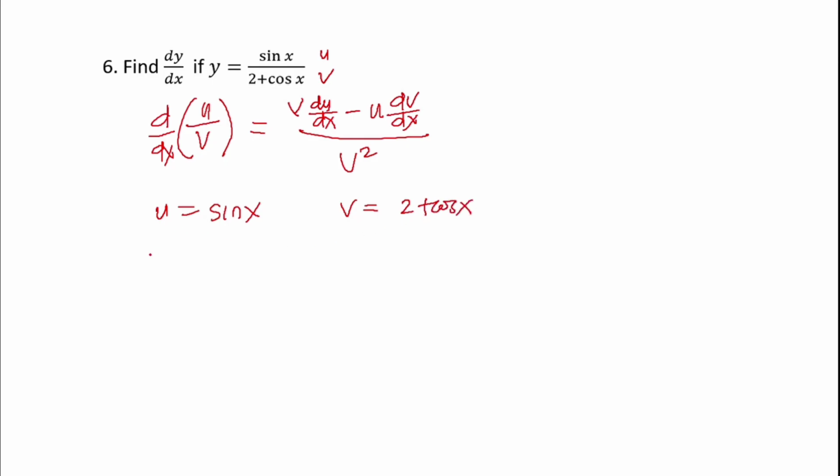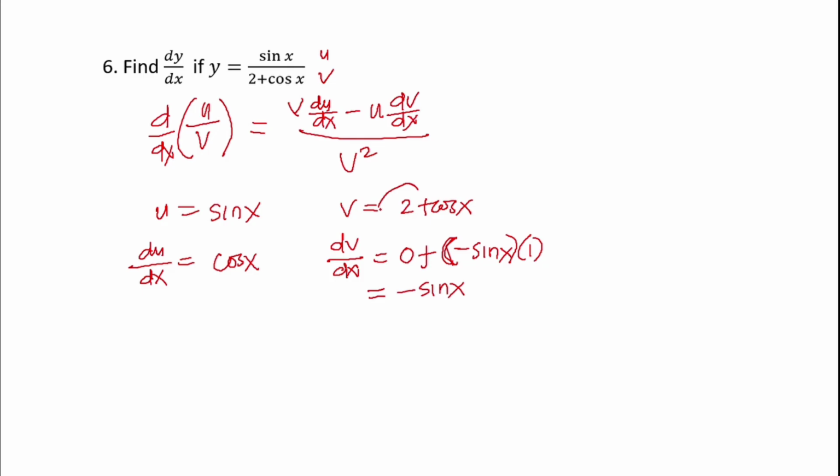Okay, so the derivative of u with respect to x is equal to cos x. And the derivative of v with respect to x is the derivative of 2, which is 0, plus the derivative of cosine x, which is negative sine x times 1. So therefore we have dv over dx is equal to negative sine x.